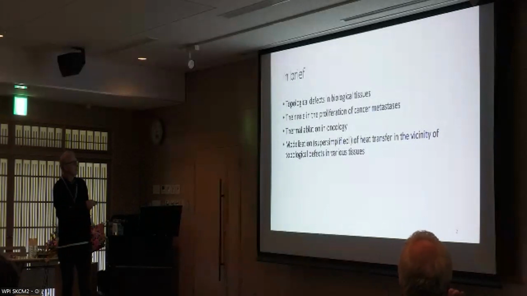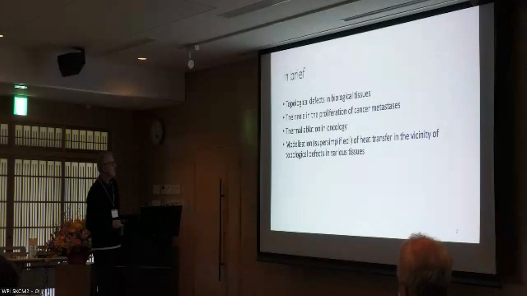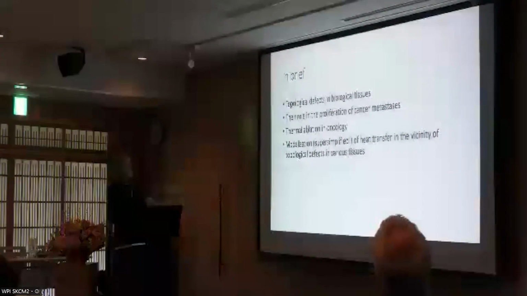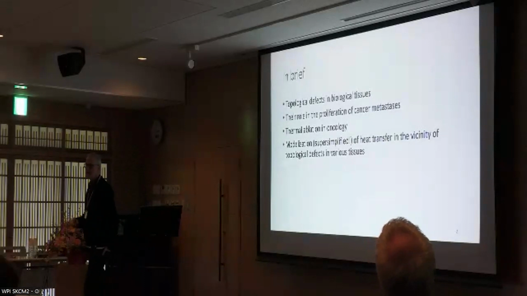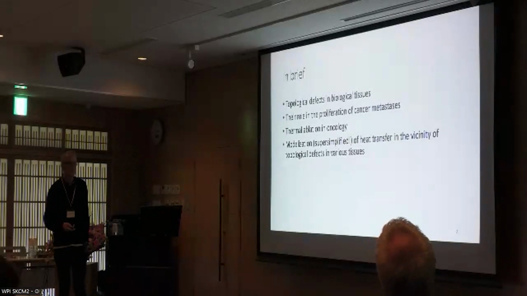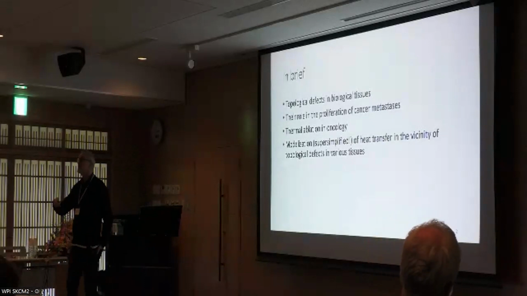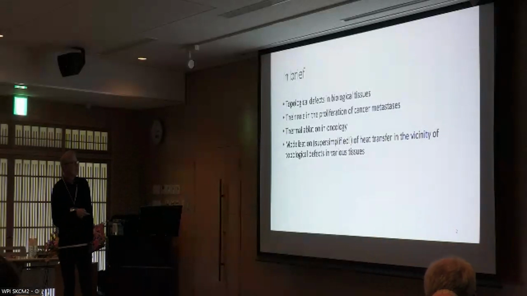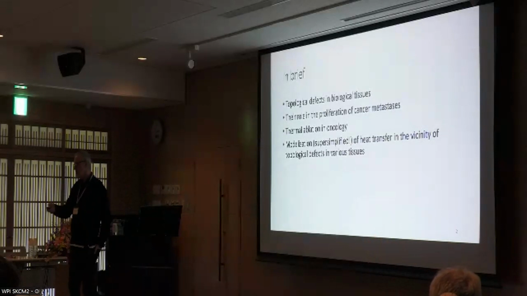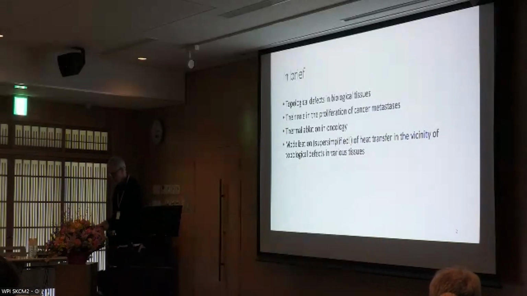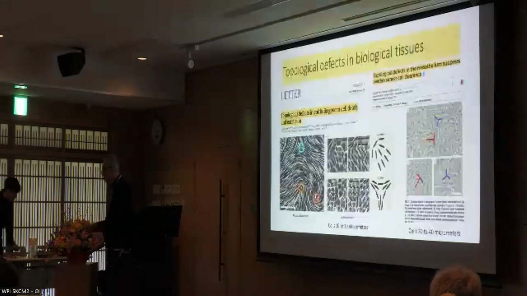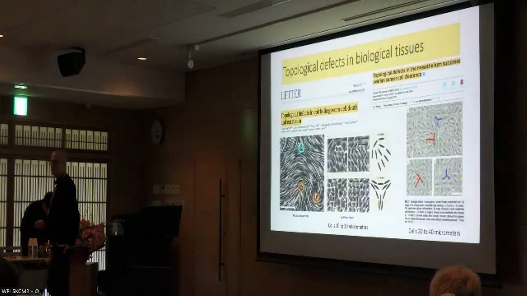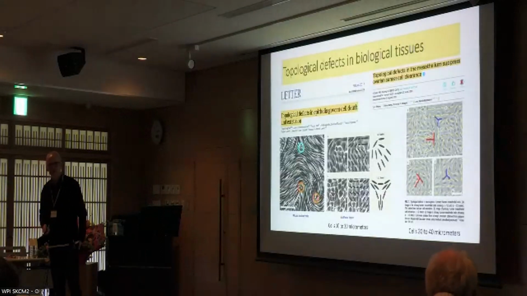Then I will give a brief description of what is called thermal ablation in oncology. And eventually, I will speak about the physics and the modelization that we do. This is, as I said, a super simplified, very basic model of heat transfer in the vicinity of these topological defects in different types of tissue in the body. Okay. So first, the presence of topological defects in biological tissues.